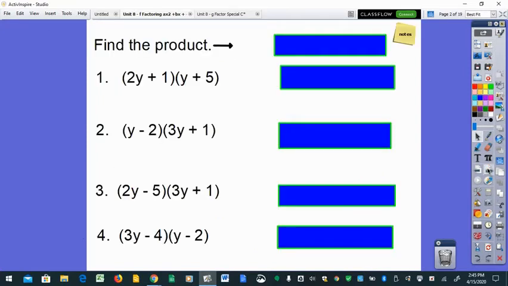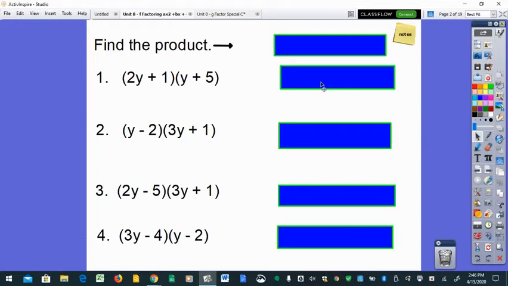So let's start just like we did in the last video. Pause the video and FOIL these to get, in this case, 4 quadratic trinomials. And once you've got them, turn the video back on and we'll see how you did.